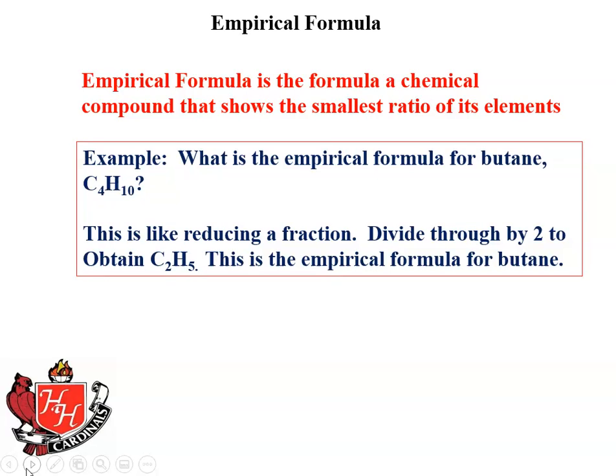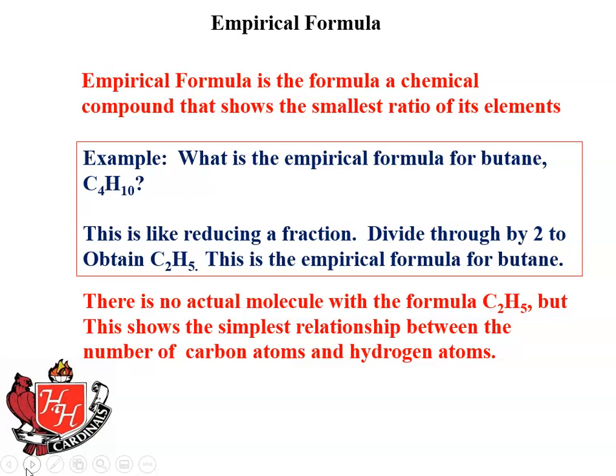So example, what is the empirical formula for butane, C4H10? So that is an actual molecule, a hydrocarbon molecule, that has 4 carbons and 10 hydrogens. But the way you get the empirical formula is by reducing it like a fraction. So divide through by 2, and what you get is C2H5. That's the empirical formula for butane. So there's no actual molecule with the formula C2H5, but this shows the simplest relationship between the number of carbon atoms and hydrogen atoms.